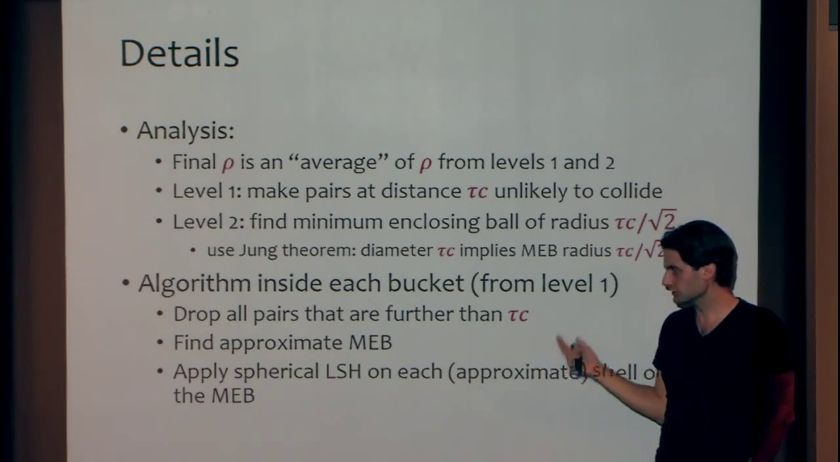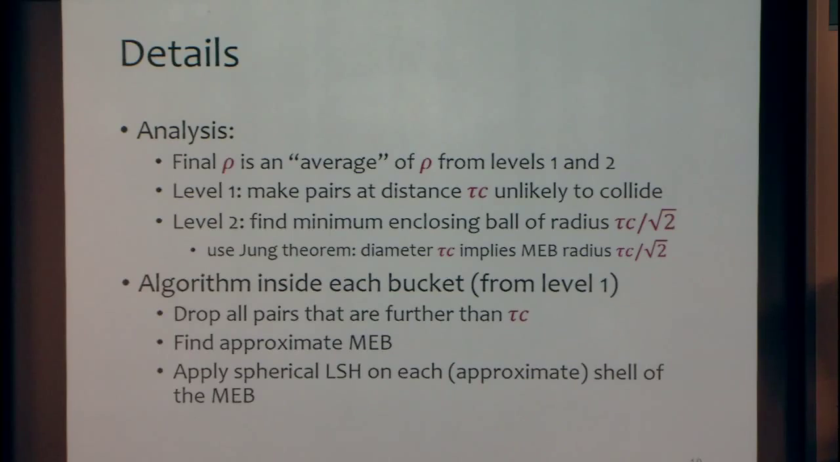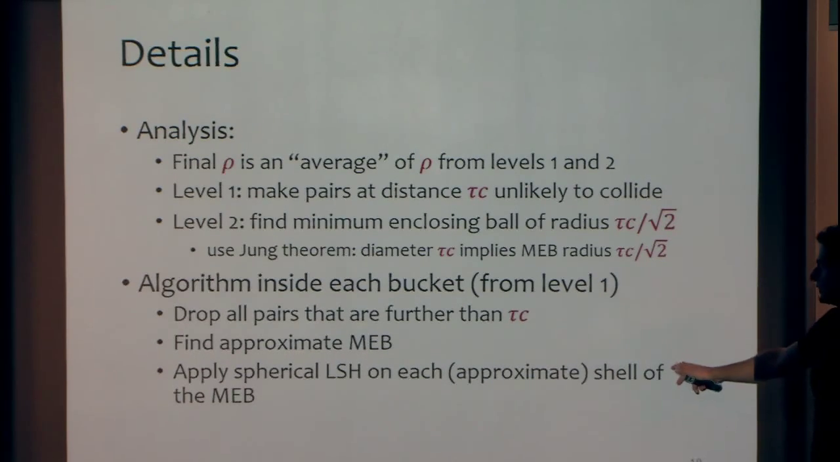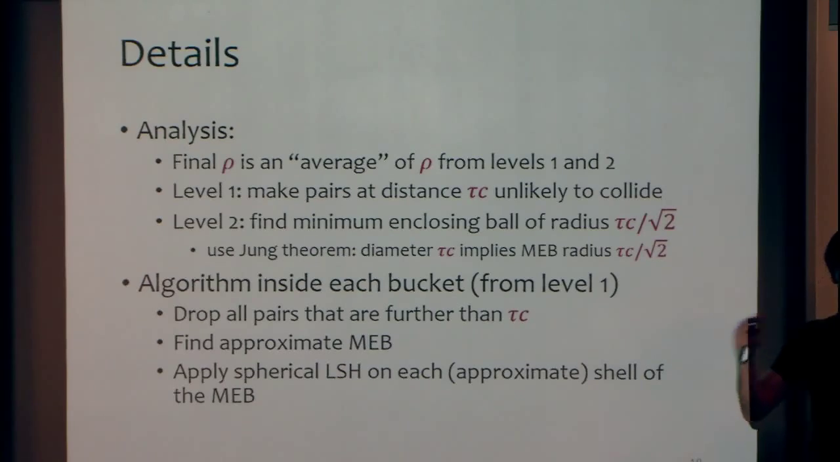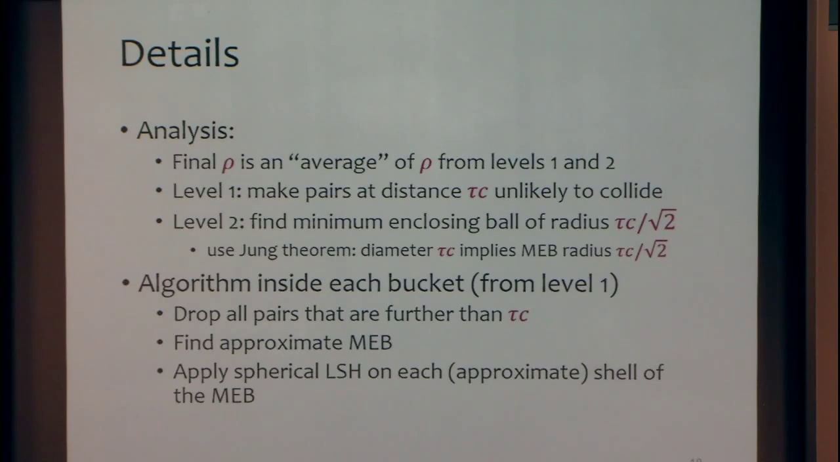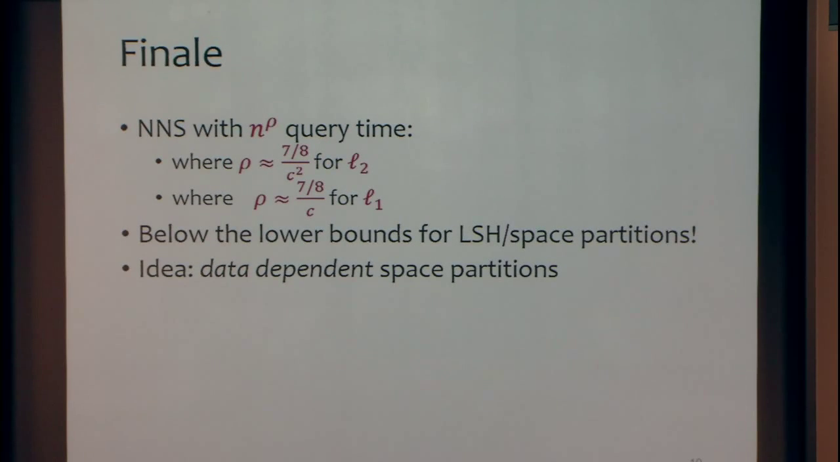We'd like to find approximate minimum enclosing balls just because this is faster. So you find balls. What I described was spherical LSH. So one has to take this ball, take some shells there and approximate them, and run on each one separately. But this is the general kind of overview. And that's more or less it.